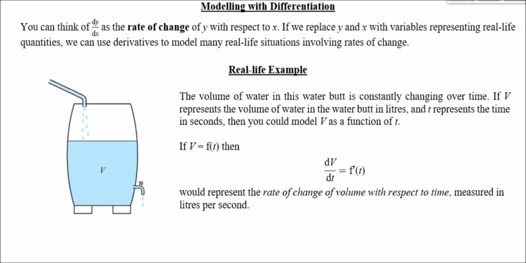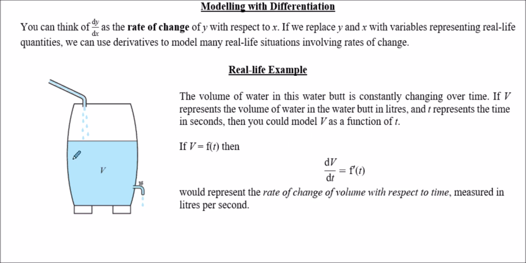So let's have a look at some real-life modelling with differentiation. And so we can think of dy by dx as the rate of change of y with respect to x. And so in terms of a graphical approach, the rate of change is, of course, the gradient. However, y and x don't need to be on a coordinate axis. They could just represent variables in real-life contexts, such as quantities. And in that case, you can use derivatives to model many real-life situations involving rates of change.